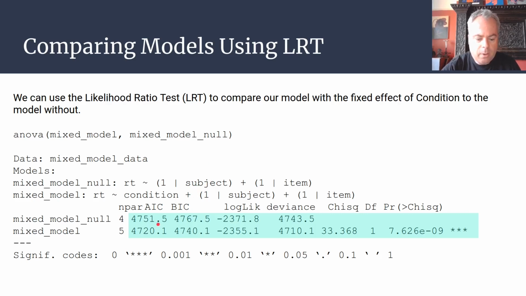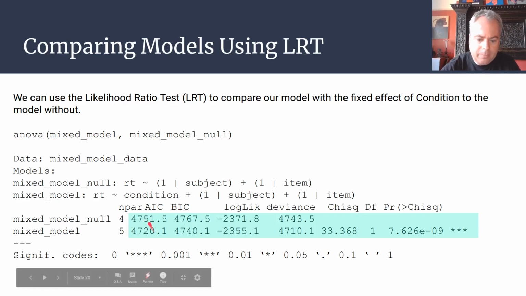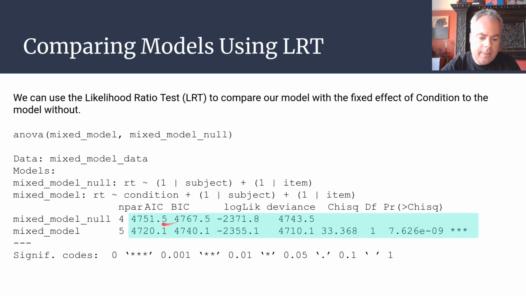We get a number of bits of information about our two models. AIC, which stands for Akaike Information Criteria, and BIC, which stands for Bayesian Information Criteria. Basically, for both of these, lower numbers are better. They capture the amount of information that's not explained by our model.